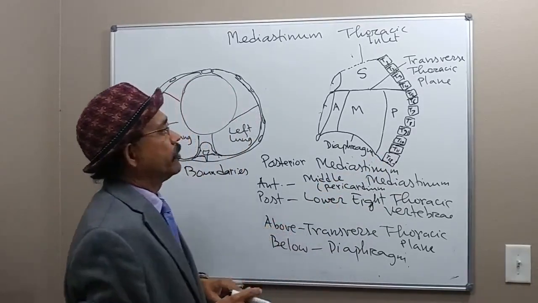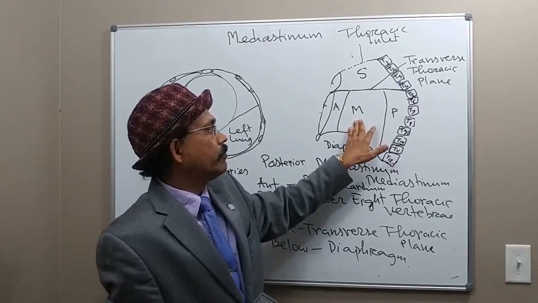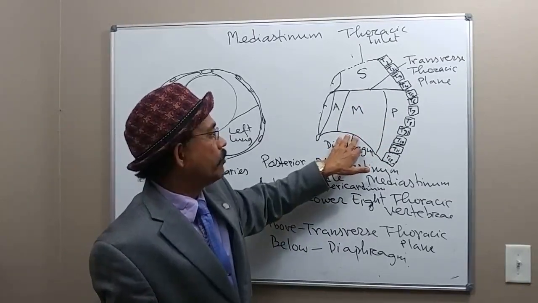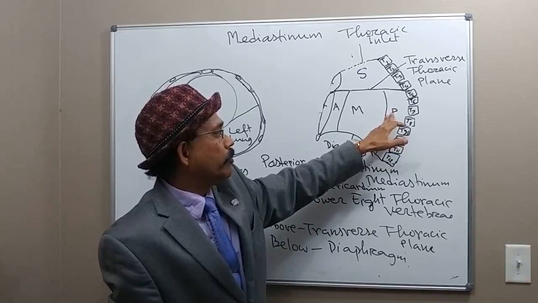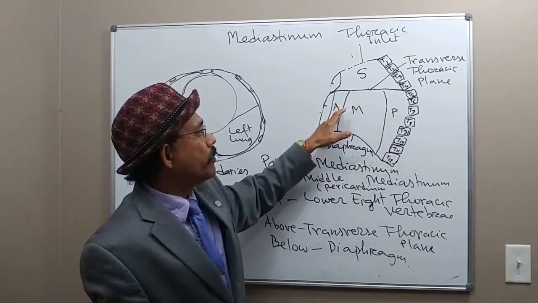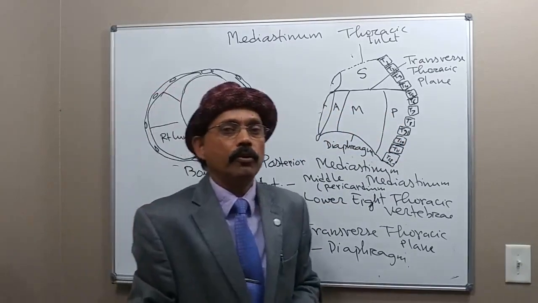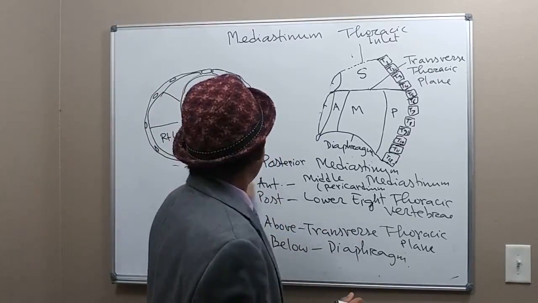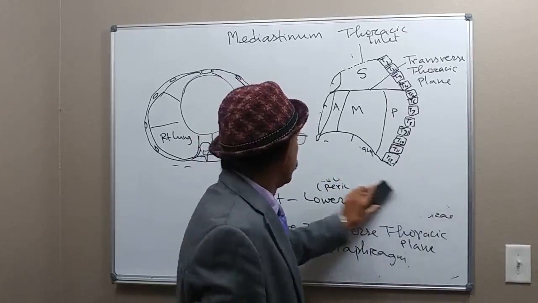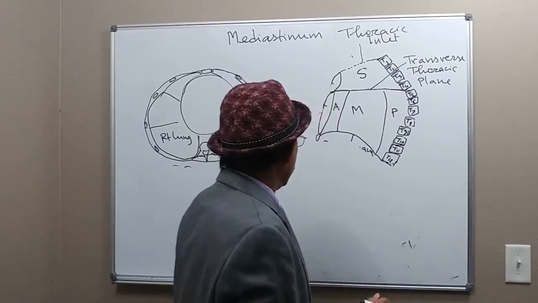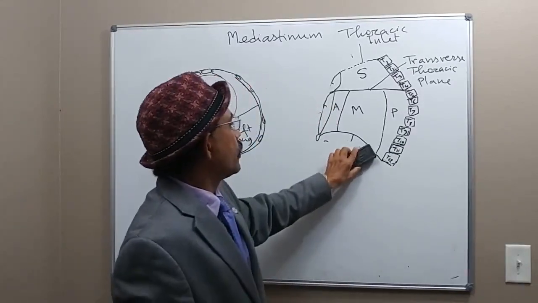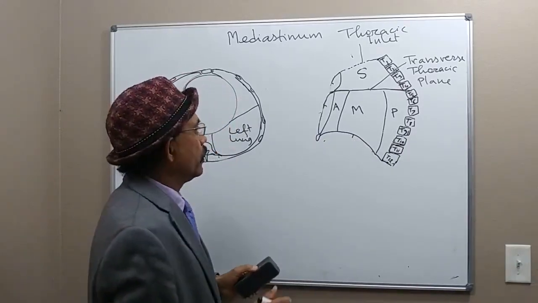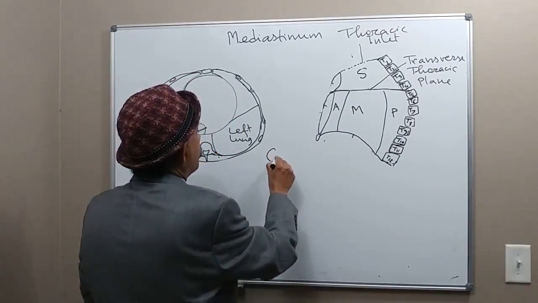Okay. So what is the boundary of middle mediastinum? Above by transverse thoracic plane, below by the diaphragm, posteriorly by the posterior mediastinum, anteriorly by the anterior mediastinum. So we got the boundaries of the mediastinum. Now we go to the contents of the mediastinum. Okay. So we learn the contents.